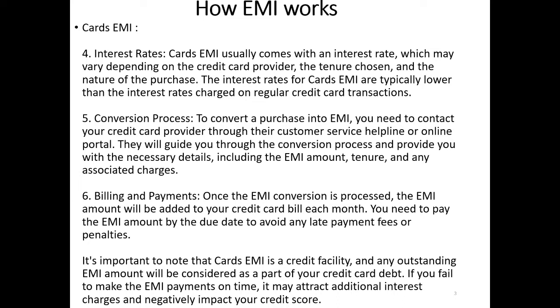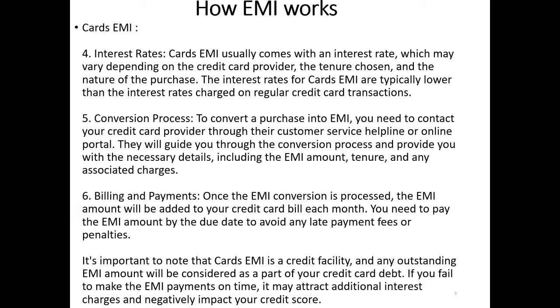Now, to convert to EMI, there are multiple options we have. So one option is, suppose we did a 30,000 rupees transaction. We know that we cannot make the payment on time. So we can convert that particular 30,000 transaction into an EMI of 6 months, 12 months. So the EMI will come according to that.